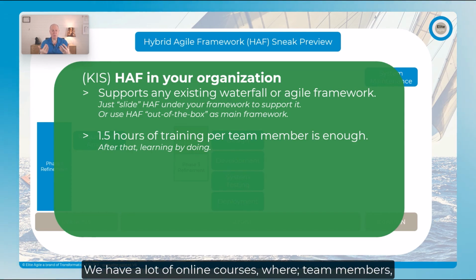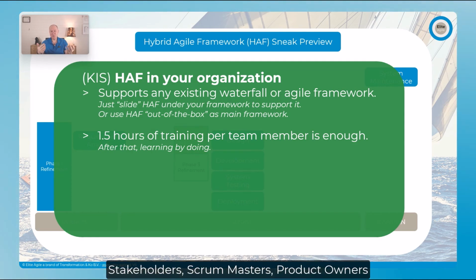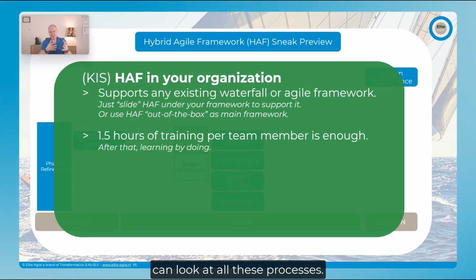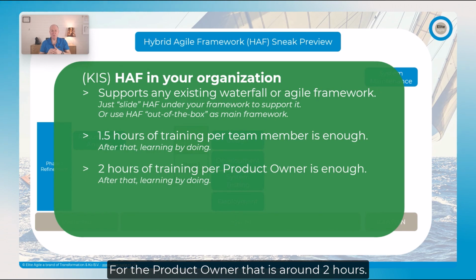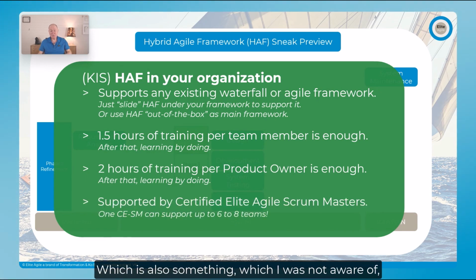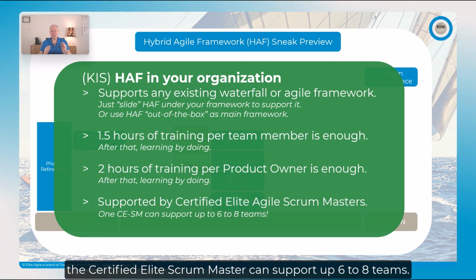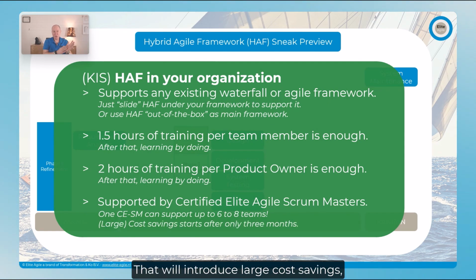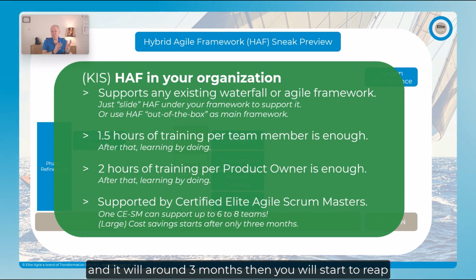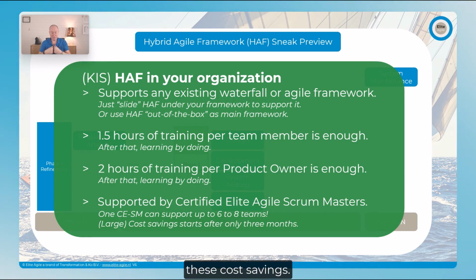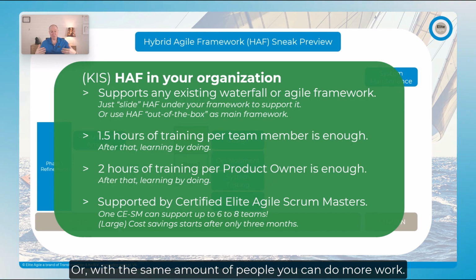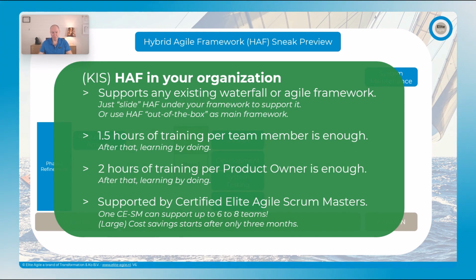We have a lot of online courses where team members, stakeholders, Scrum Masters, and product owners can look at all these processes. For the product owner, that is around 2 hours. Something else, which I was not aware of but which started to grow slowly in the last decade, is that the certified elite Scrum Master can support 6 to 8 teams at this moment. That will introduce large cost savings, and it will take around 3 months. Then you will start to reap these cost savings, or with the same amount of people, you can do more work.